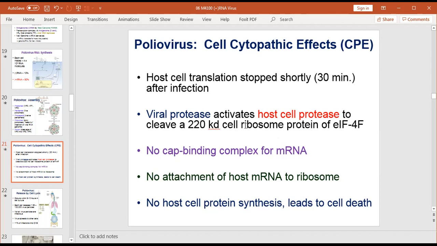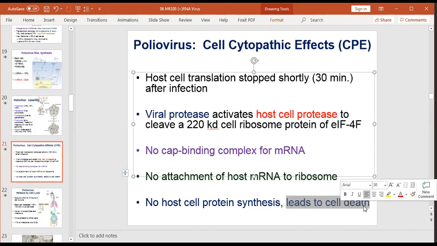Then, when this protein is cleaved, there would be no cap binding complex for host cell messenger RNA, no attachment of host cell messenger RNA to host cell ribosomes. Therefore, there would be no host cell protein synthesis. And if there is no protein synthesis, which is an essential component of the host cell for its survival, this will lead to the death of the host cell.